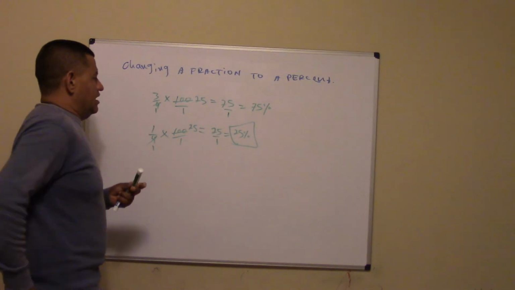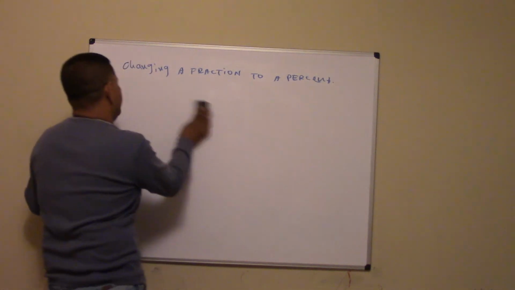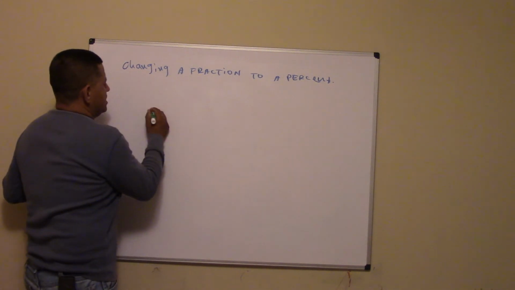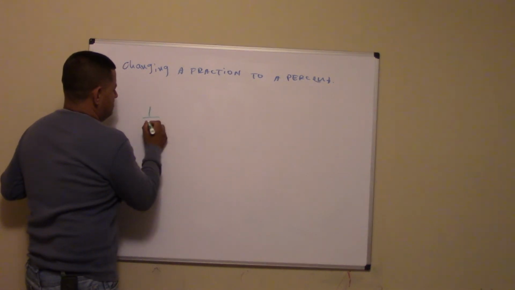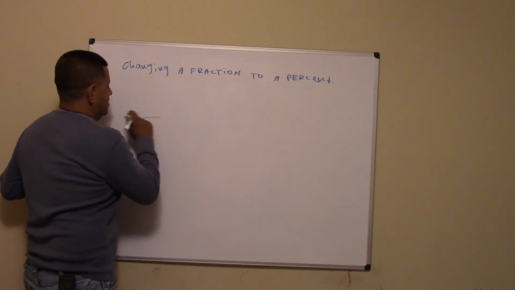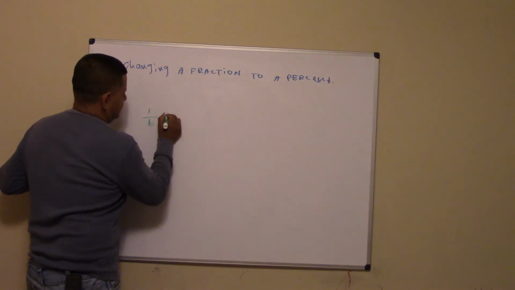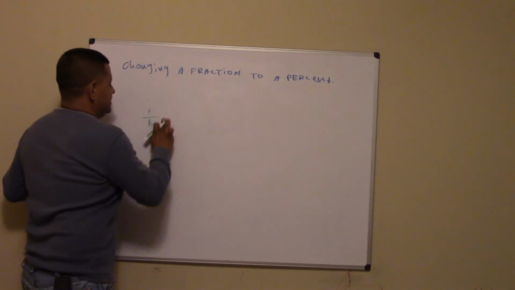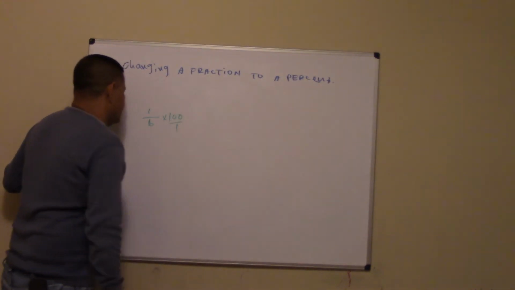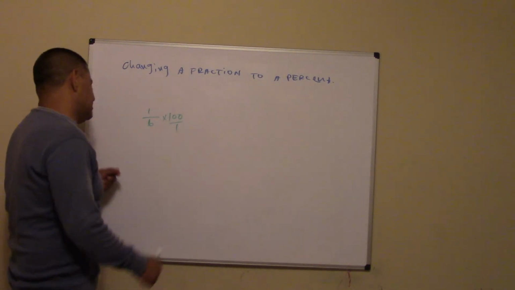Now, let's do another problem. A problem that has maybe a little bit of a different type of fractions. Let's say that you're dealing with something like maybe 1/6. Or maybe 2/5. 1/6, right? And then you do the same thing. You multiply by 100, okay? And then you put over 1, okay?